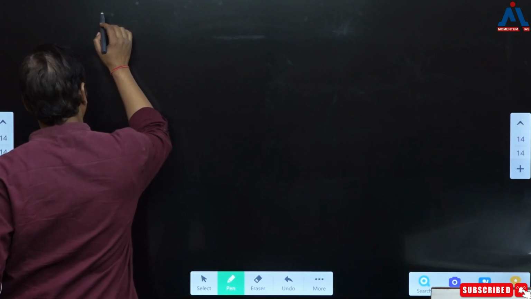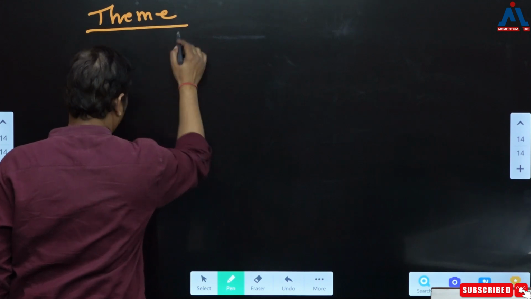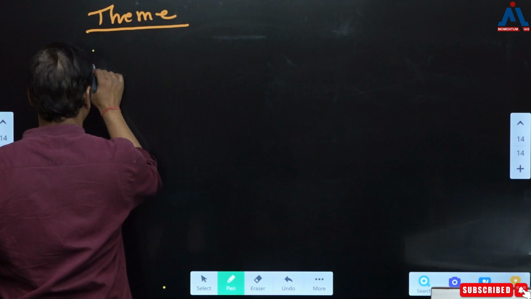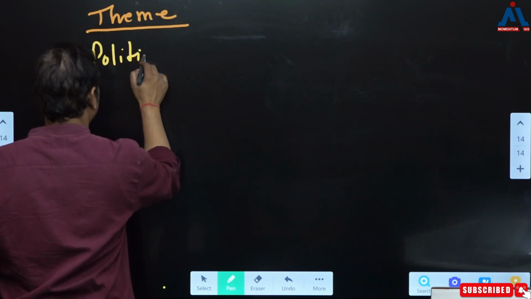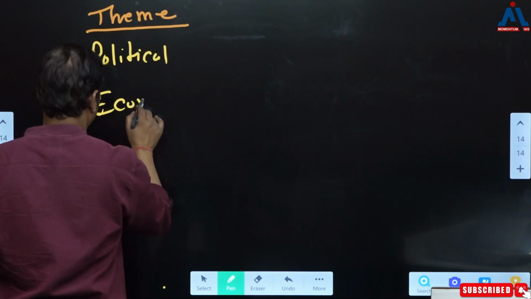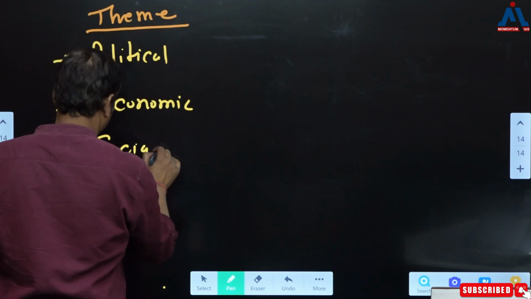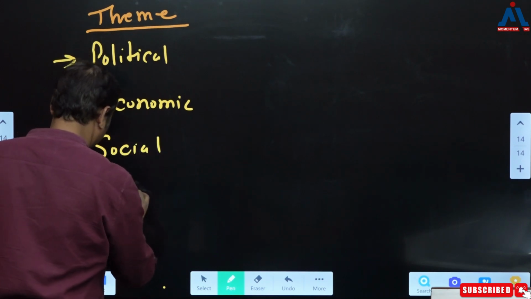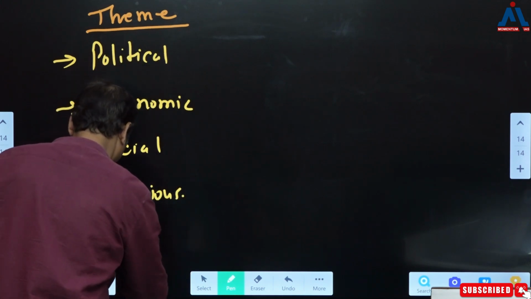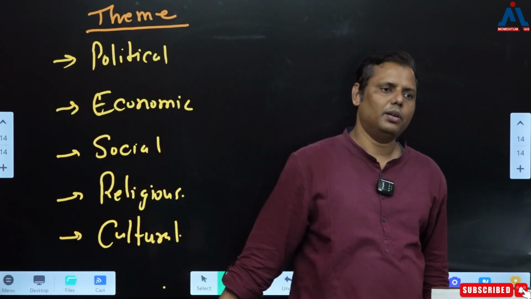whenever you have a broader theme to cover, always divide the theme into multiple smaller areas, such as political, economic, social, religious, and cultural. This is in general applicable to all the sources.